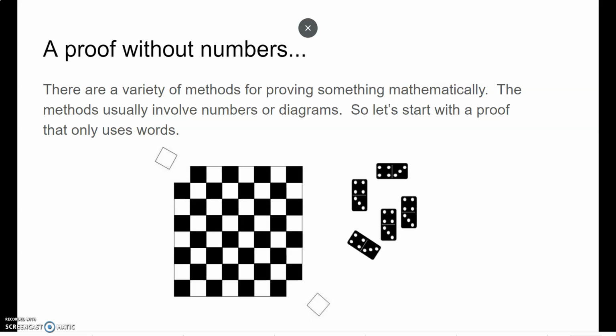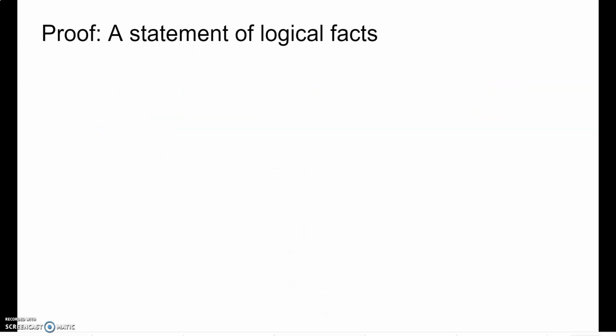So, a proof without numbers, that's what we're going to try and do here. There's a variety of methods for proving something mathematically. The methods usually involve numbers or diagrams. For example, the Pythagorean theorem is an example that would definitely benefit from a diagram. Proving the quadratic formula is something that mainly uses pushing around some algebra and some variables. We're not going to do any of that. Here's what we're going to use. We're going to use a statement of logical facts.